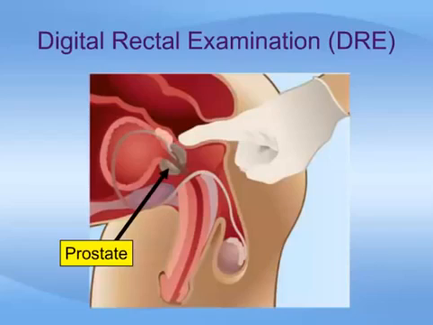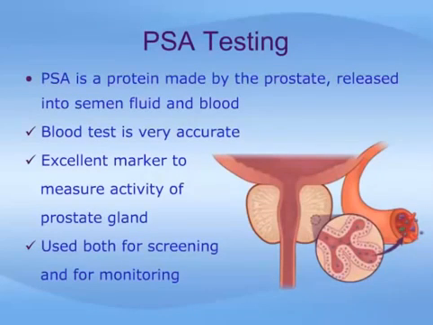As mentioned, PSA is a protein made by the prostate and released into semen fluid and the bloodstream. The test used to detect PSA in the blood is very accurate, and PSA therefore provides an excellent marker to measure the activity of the prostate gland. PSA is used to screen for prostate cancer, and it also has an important role in monitoring men with prostate cancer and other prostate conditions, and for following the effects of treatment. There are some controversies and important issues around the subject of PSA screening, and this should be discussed carefully with your doctor.